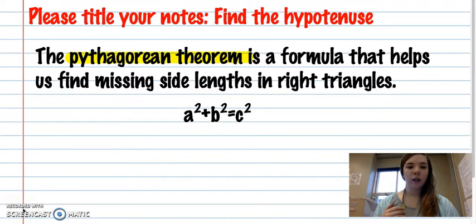All right, today we're going to start talking about our big idea for this unit, which is called Pythagorean theorem. And Pythagorean theorem helps us find missing side lengths in right triangles. So this is only used on right triangles. And then our formula, the Pythagorean theorem itself, is a squared plus b squared equals c squared. So go ahead and pause and write down this definition and the formula, and then you can move on.